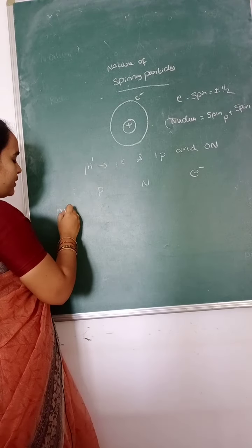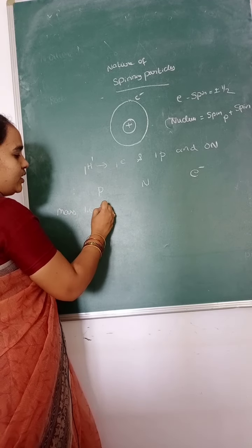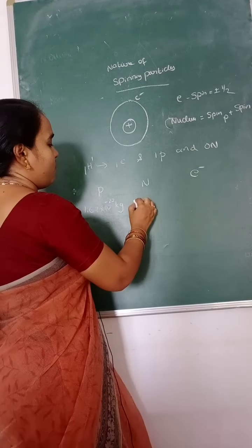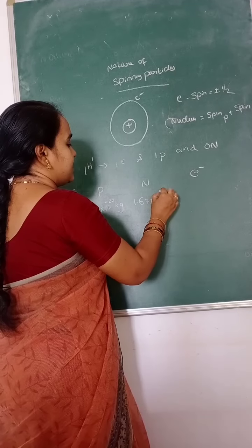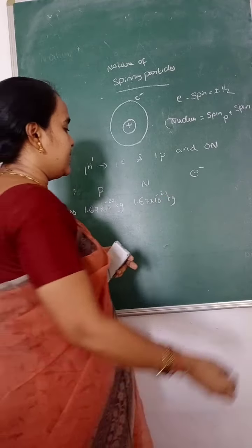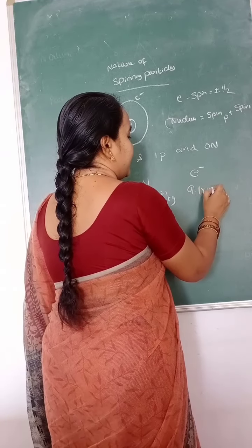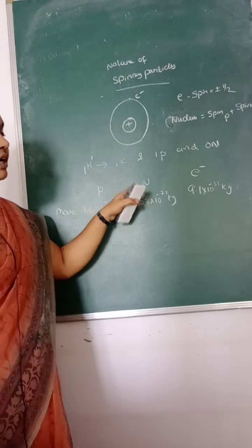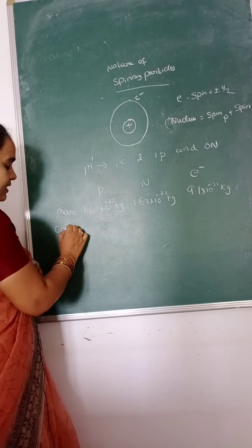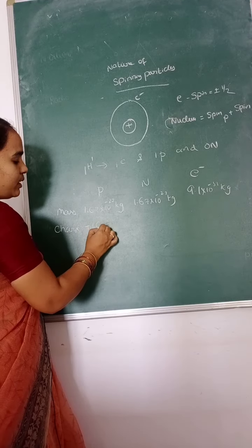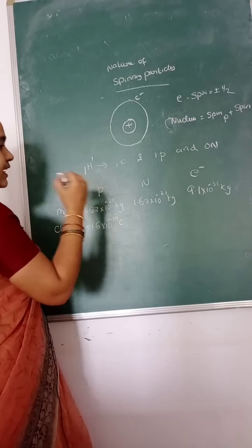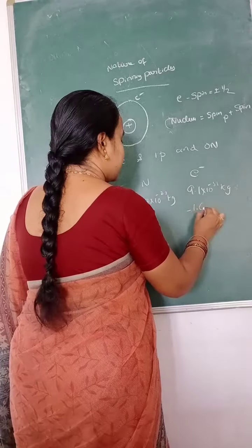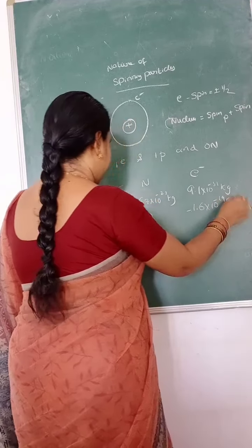The mass of the proton is 1.67 into 10 power minus 27 kg and the mass of the neutron is 1.67 into 10 power minus 27 kg, and the mass of an electron is 9.1 into 10 power minus 31 kg. Whereas the charge of the proton is plus 1.6 into 10 power minus 19 coulombs. There is no charge for the neutron and the electron charge is minus 1.6 into 10 power minus 19 coulombs.